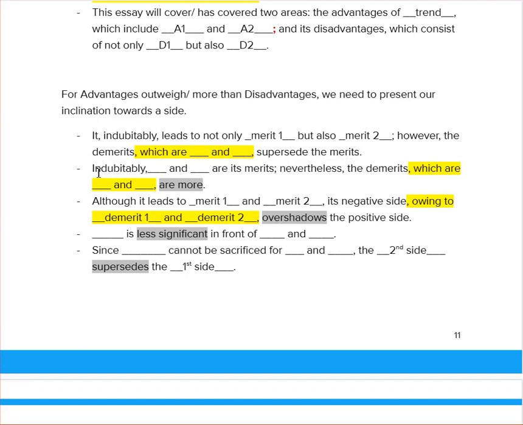Second, how to write in the second method. First merit and second merit are its merits. Nevertheless, the demerits, which are dash and dash, are more. Although it leads to merit 1 and merit 2, its negative side, demerit 1 and demerit 2, overshadows the positive side. Dash is less significant in front of dash and dash. Since dash cannot be sacrificed for dash and dash, the second supersedes the first side.